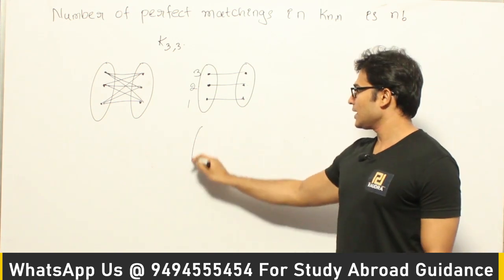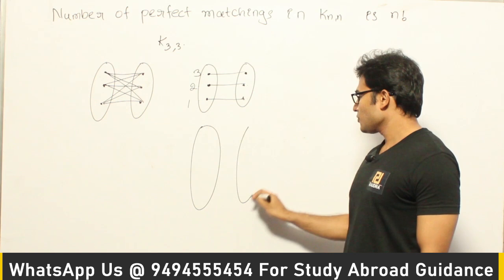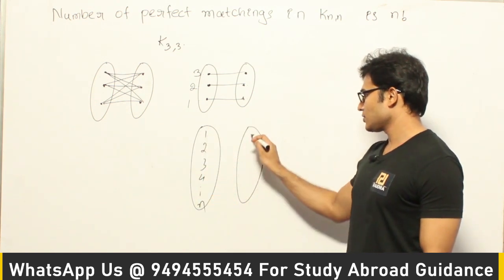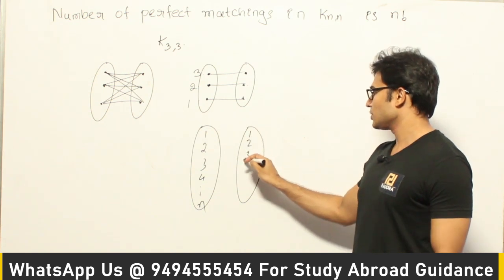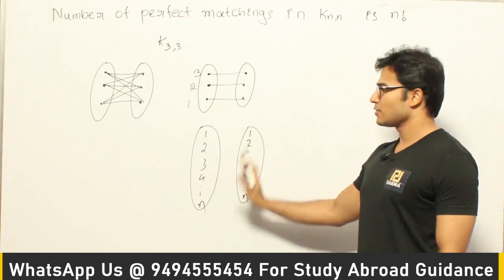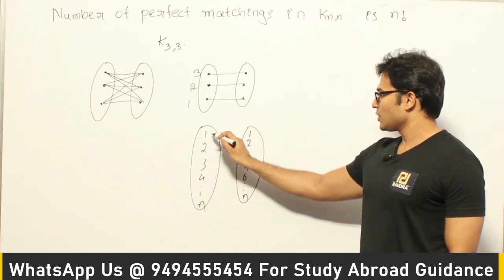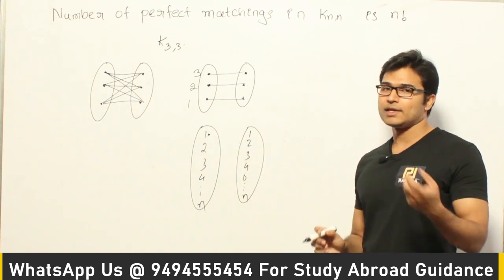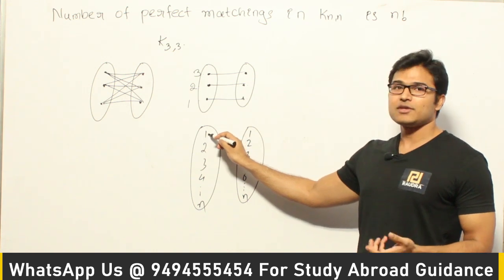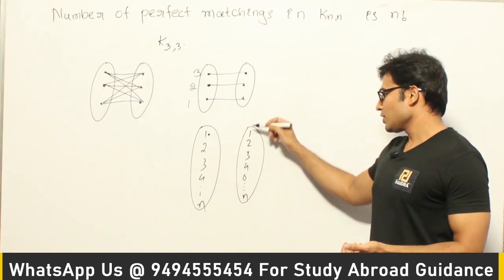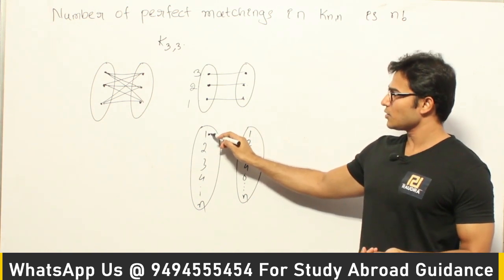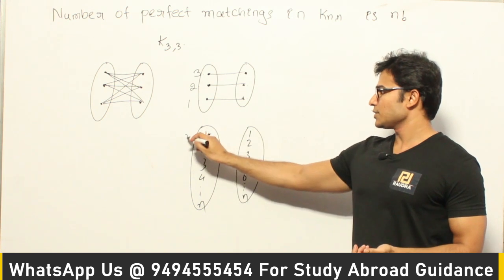Now similarly for K_{n,n}, in one set I am going to have 1, 2, 3, 4, and so on up to n vertices, and on the other side I have 1, 2, 3, 4, 5, 6, and so on up to n. Now every vertex here is connected to every vertex on the other side. Therefore for the first vertex you have to choose an edge to saturate it. In order to saturate this, you can choose any one of these n edges incident on it. Therefore how many choices do you have? I have n choices, right?